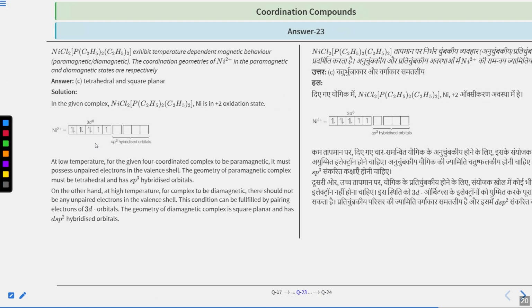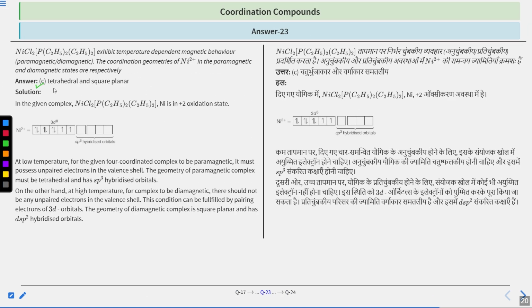Okay, let's see. So the correct answer is option C, that is tetrahedral and square planar. So in the given complex NiCl2 (PEt2)2, nickel is in +2 oxidation state. If we find out the oxidation state of nickel, it will be +2. Now, nickel +2 will show this orbital configuration, right? And as the ligand attached to it is Cl, the pairing will not happen. So it will show sp3 hybridized orbitals.